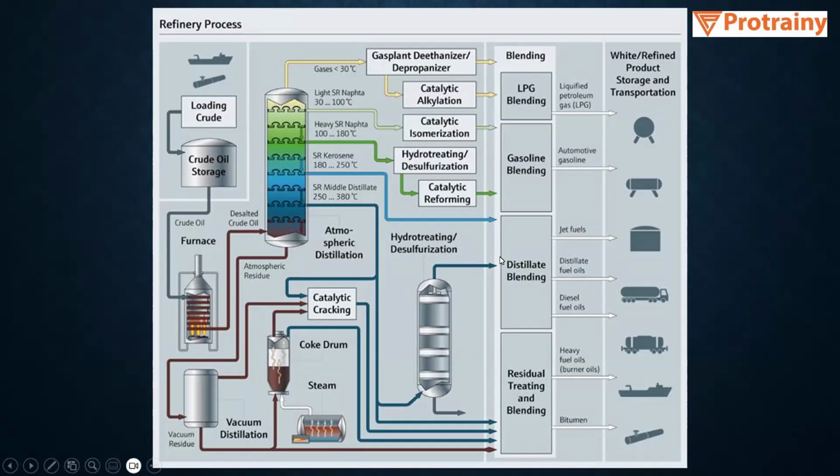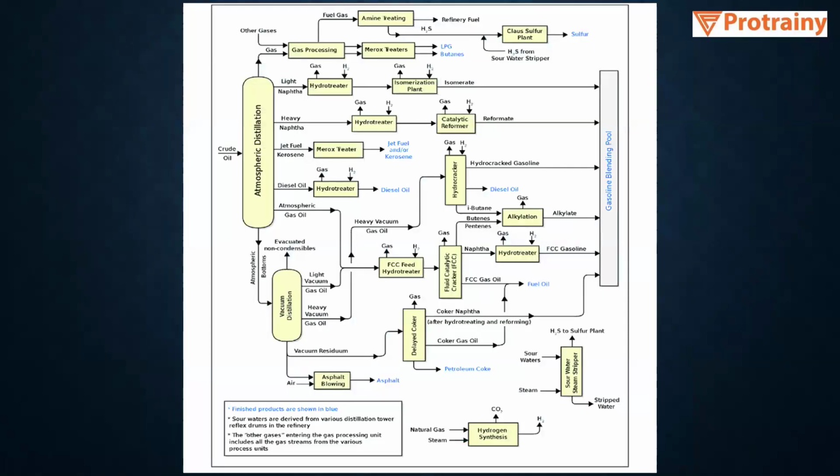Like we have distillation, like atmospheric distillation, and we have the vacuum distillation. Okay, and then we have the various units like catalytic alkylation. Then we have catalytic isomerization, hydrotreating, desulfurization, catalytic reforming. So these are various units which actually help to extract the various products we need. Okay, this is also a process flow diagram, same thing.